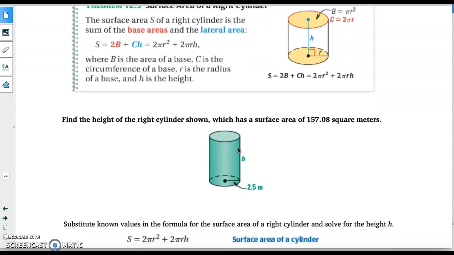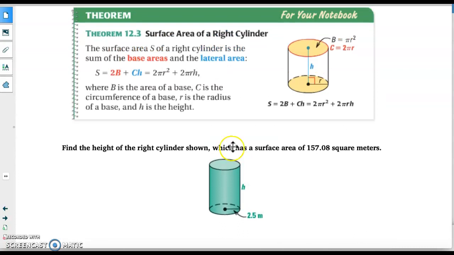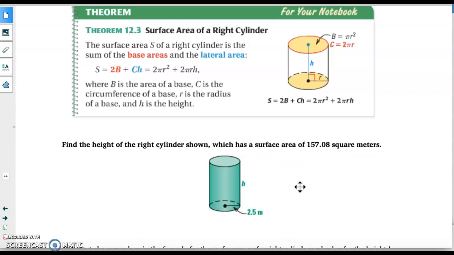So if we look at a problem down below here, this one says find the height of the right cylinder shown, which has a surface area of 157.08 square meters. So in this one, instead of giving you the height of the cylinder, they're asking you to find the height of the cylinder. They've given you the radius, and then they give you the surface area of the whole thing. So you're working backwards to find the height, but we're still using this same surface area relationship.